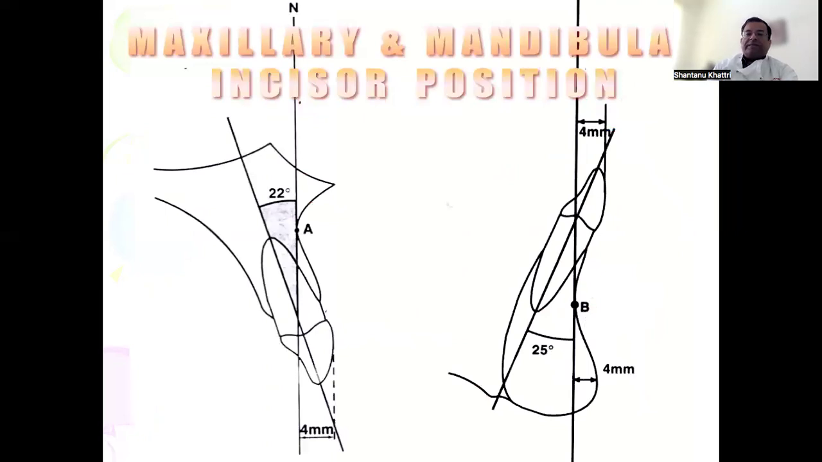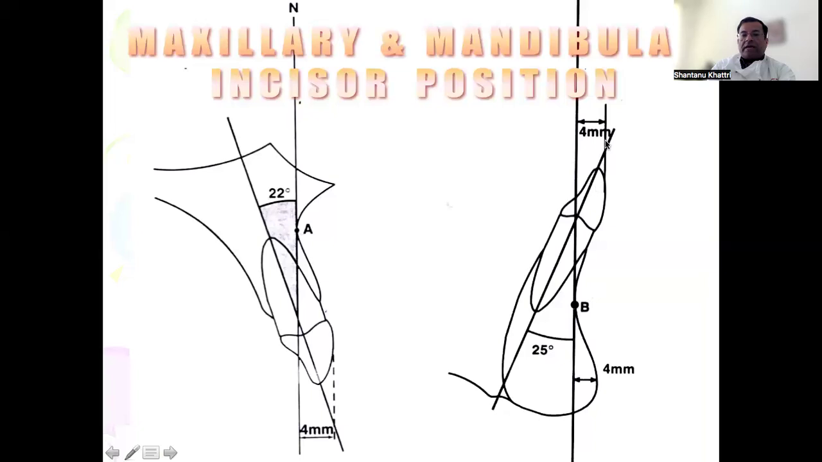This is the maxillary and mandibular incisor relationship to each other. The SNA line is drawn and the long axis of the tooth is drawn and we measure the internal angle. The normal internal angle is 22 degrees. It increases if the tooth is proclined, it decreases if the tooth is retroclined. Similarly, a linear measurement can be done from the labial surface of the tooth. It should be 4 millimeters. Proclined, it will increase. Retroclined, it will decrease. Similarly for the mandibular teeth also.